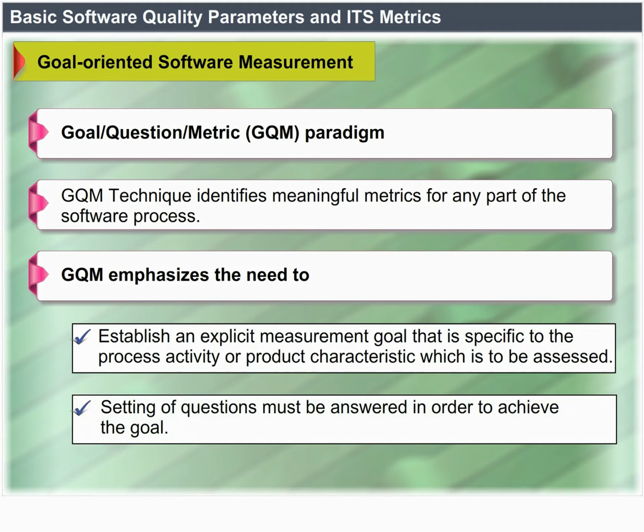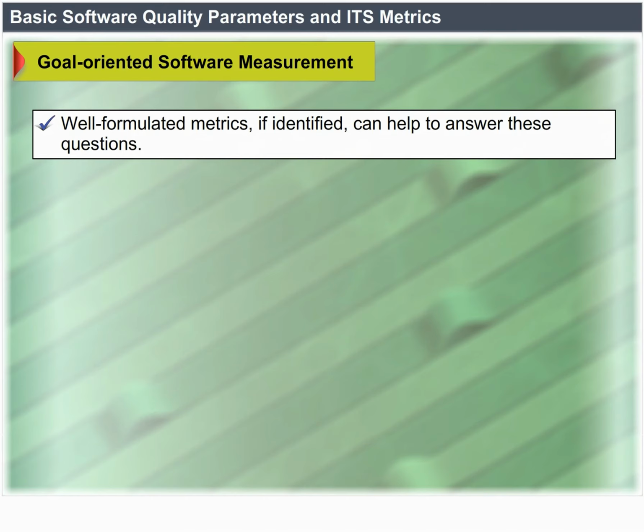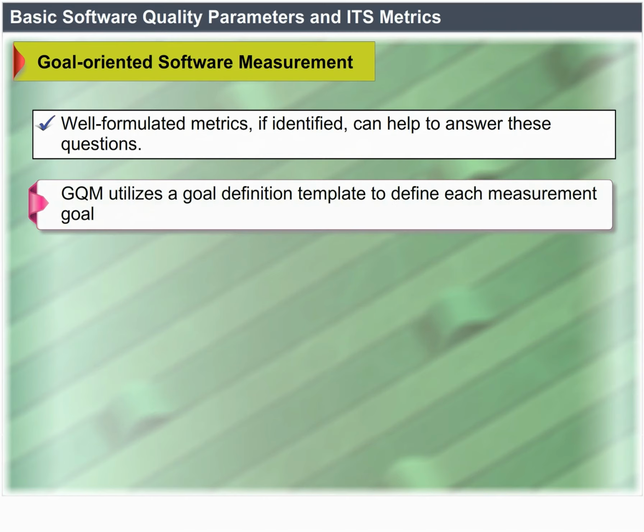Define a set of questions that must be answered in order to achieve the goal. Identify well-formulated metrics that help to answer these questions. GQM utilizes a goal definition template to define each measurement goal.